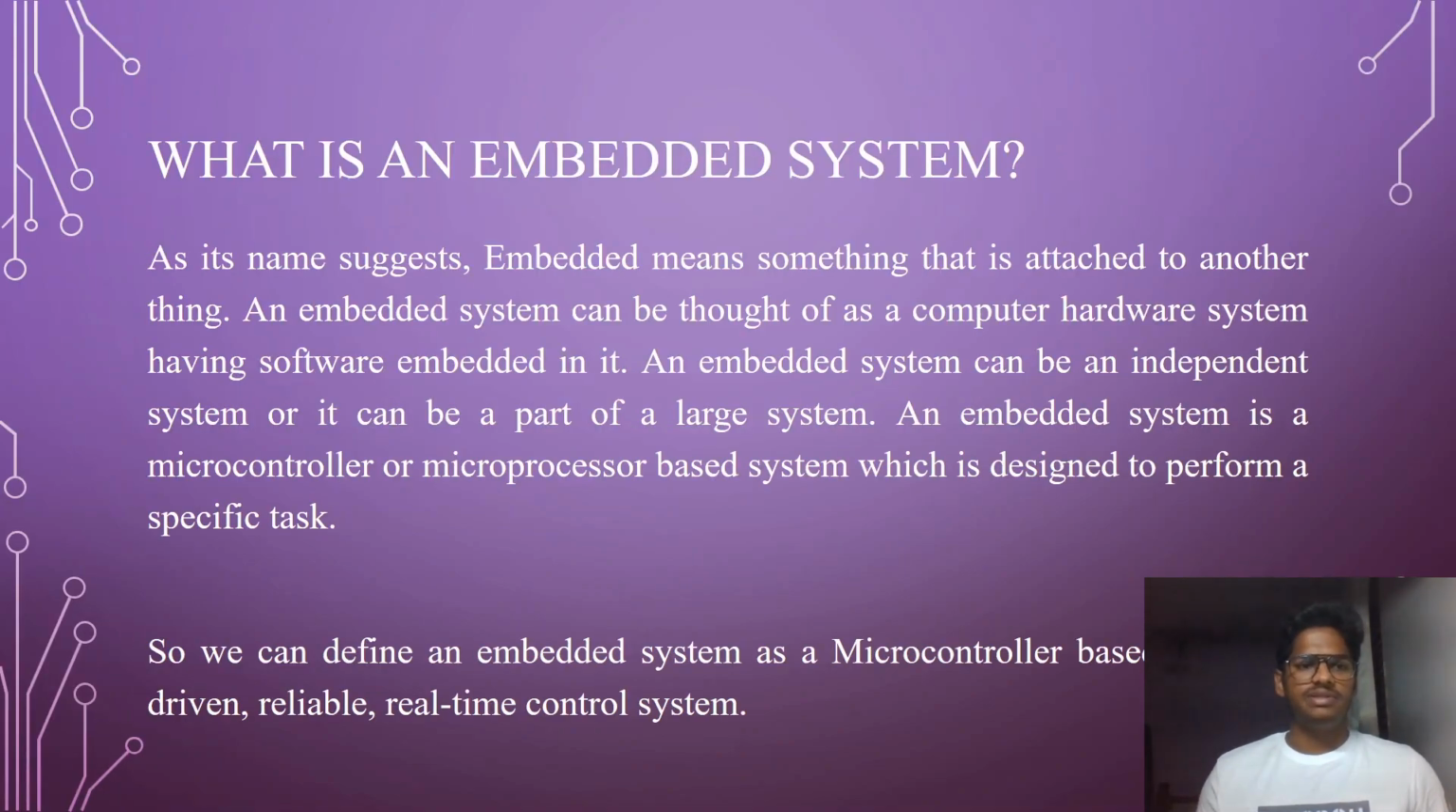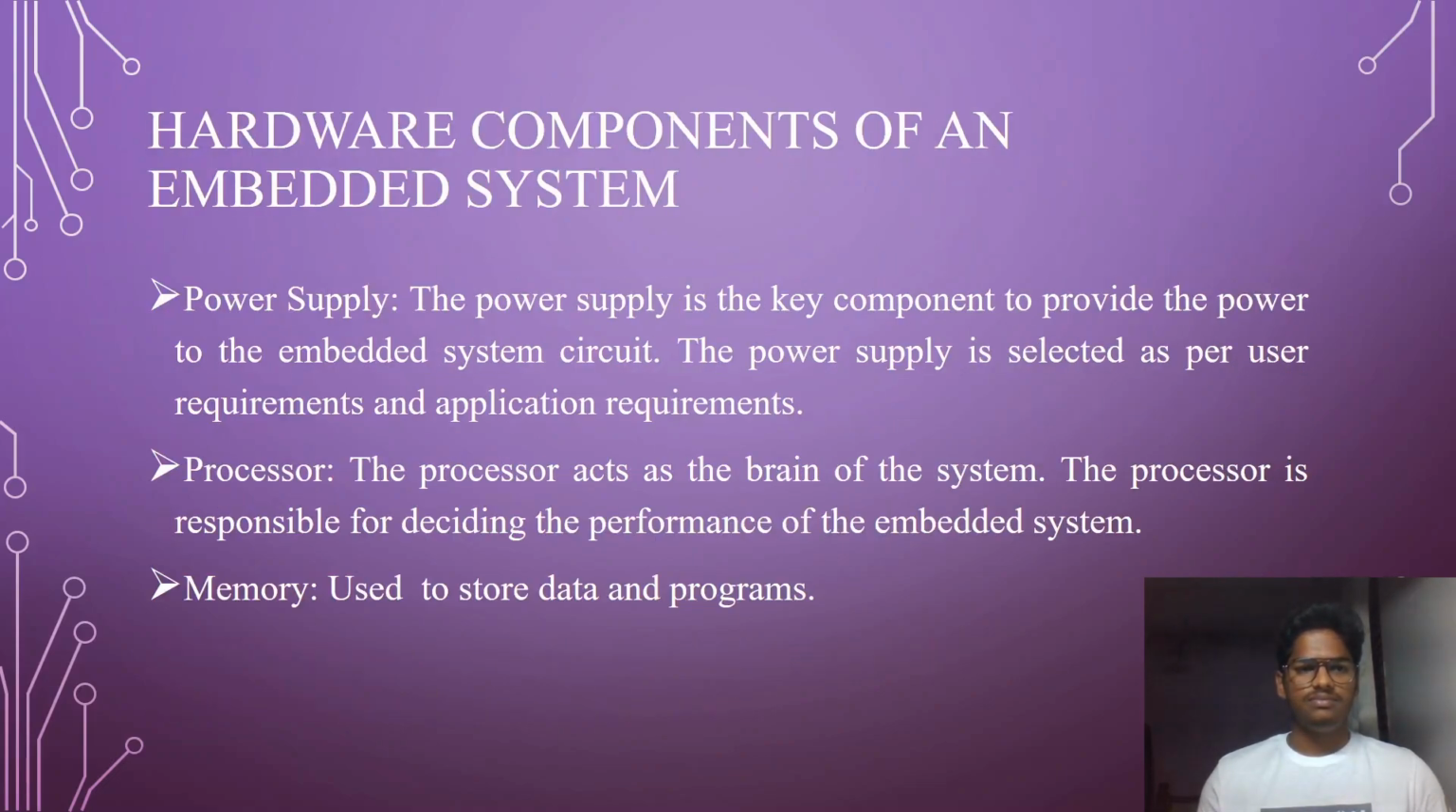What is an embedded system? As its name suggests, embedded means something that is attached to another thing. An embedded system can be thought of as a computer hardware system having software embedded in it. An embedded system can be an independent system or it can be part of a large system. An embedded system is a microcontroller or microprocessor-based system which is designed to perform a specific task. So we can define an embedded system as a microcontroller-based, software-driven, reliable, and a real-time control system.